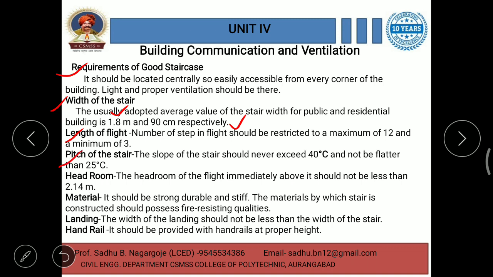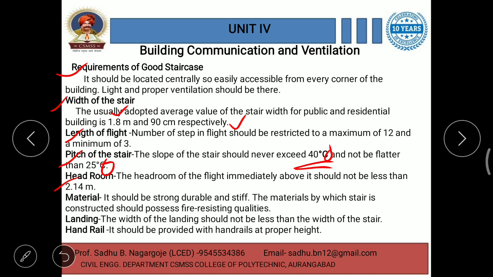Then pitch of the stair, that we already defined. The slope of the stair should never exceed 40 degrees and should not be flatter than 25 degrees. It is only up to degrees and not Celsius, as it is an angle, not temperature. The slope of the stair should never exceed, that means our pitch or slope in case of stair should be within a range of 25 degrees to 40 degrees.